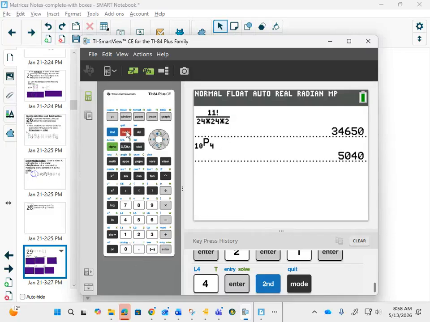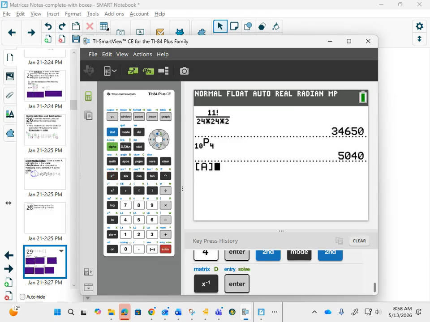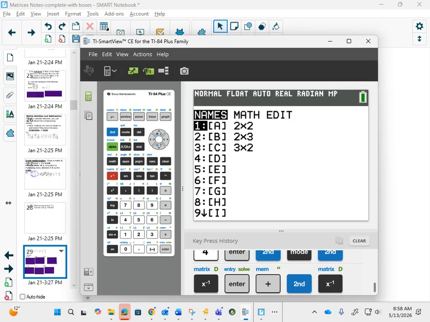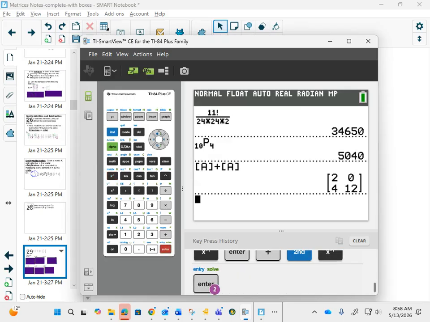So now you can do matrix math, like if your mental math wasn't there for you that day, you could go second matrix, click A, plus second matrix, click A again, and A plus A, did it work? 2, 0, 4, 12? All right. So, life that was good is about to change. I'm so sorry. I've led you on this path.